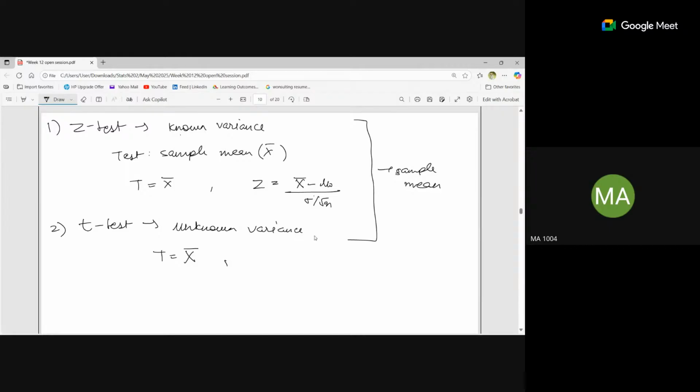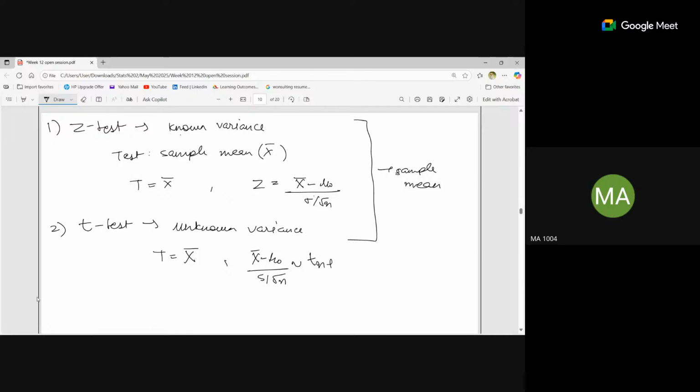Now for this case, what will be my test statistic? It would be X bar minus mu naught by sigma by under root n. But sigma is unknown. So if sigma is unknown, what would I be using? S divided by under root n. So this will be following a t distribution with n minus 1 degrees of freedom.